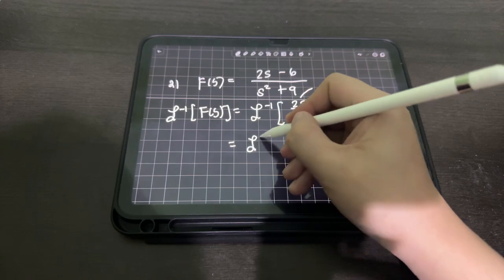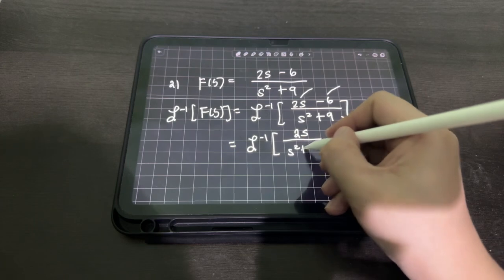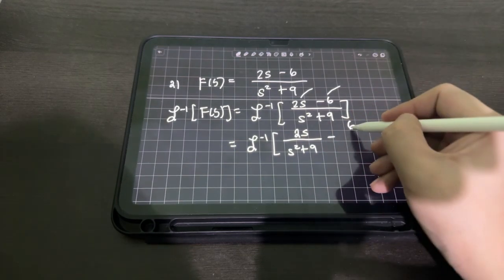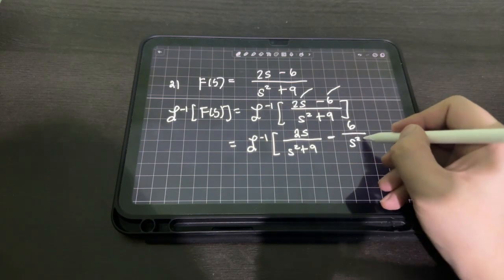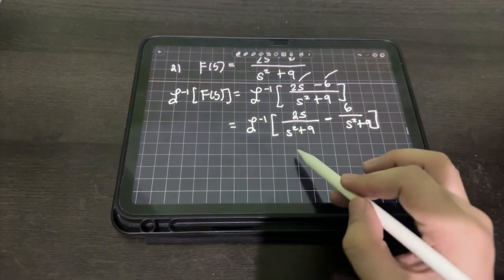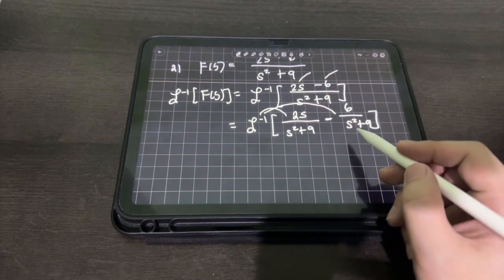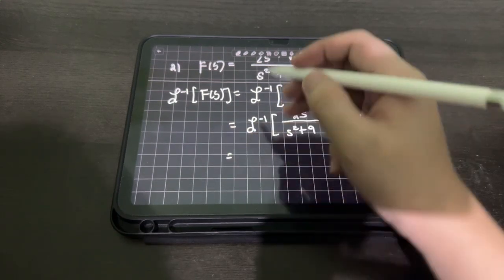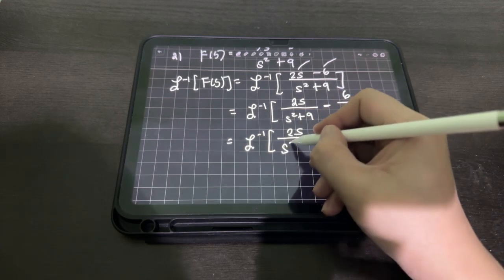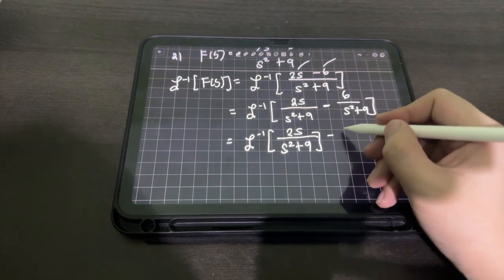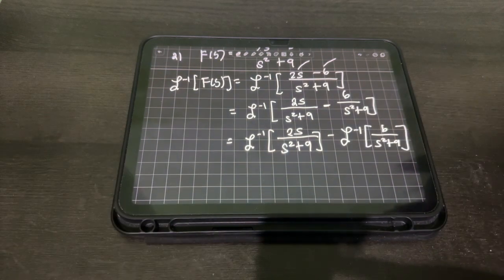Doing that, we will have the inverse Laplace transform of 2s over s squared plus 9, then minus 6, because it's negative 6, so I put minus here, over s squared plus 9. Since we have two terms, these two rational expressions, you can distribute the inverse Laplace operator, applying the linearity property. So we'll have the inverse Laplace transform of 2s over s squared plus 9, minus the inverse Laplace transform of 6 over s squared plus 9.